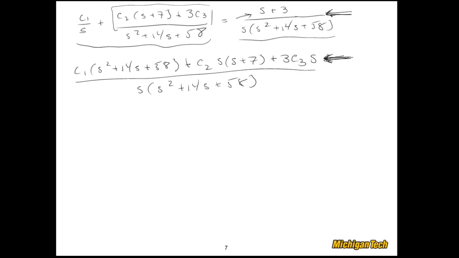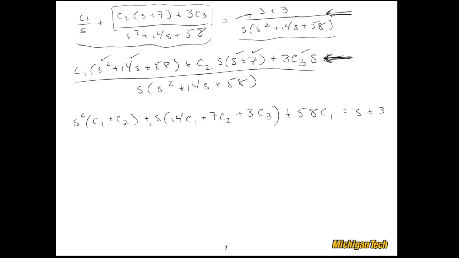Okay, so let's do it. It's a little bit painful, but gives us a nice answer. So let me do the s squared terms first. S squared. I pick up a c1 there and a c2 here. Now I'll do the s. I pick up a 14c1 here, and I pick up a 7c2 here, and a 3c3 here. And finally, I have a 58c1. And that numerator has to equal s plus 3.